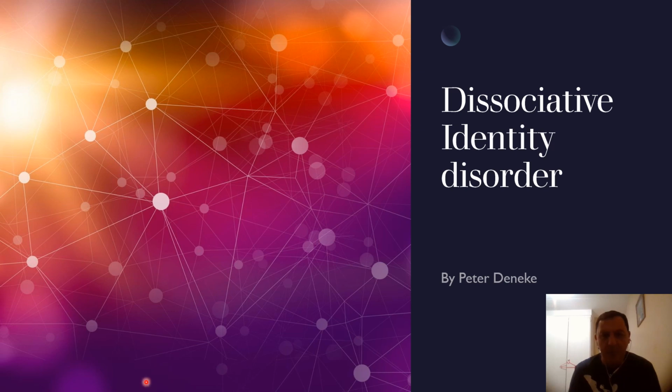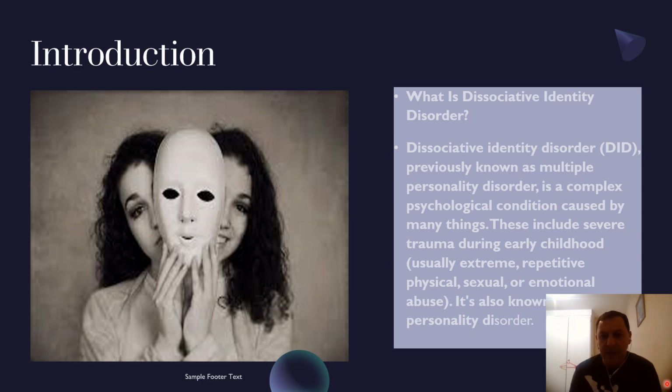Hello. My name is Peter Deneke, and this is a presentation about dissociative identity disorder. Previously, it was known as split personality. So what is dissociative identity disorder? It's also known as DID, and it used to be called multiple personality disorder. This is a complex psychological condition caused by many things. This includes severe trauma during early childhood, usually extreme, repetitive physical, sexual, or emotional abuse.